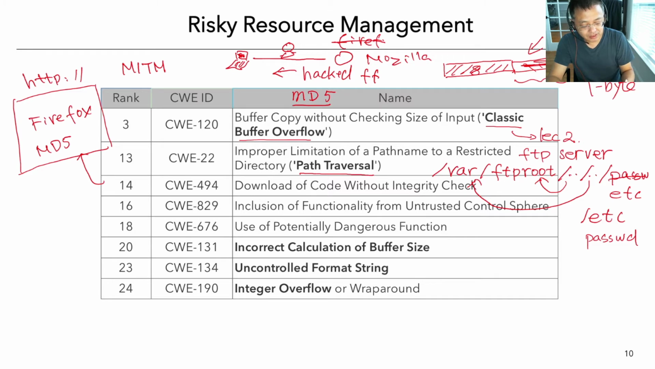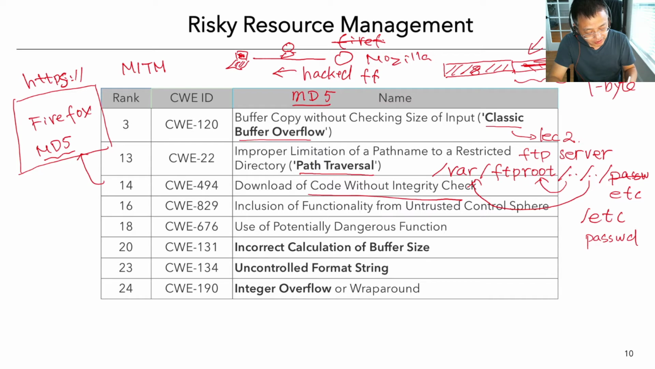So you get the file, but you also check the MD5. You don't know the MD5 has already been compromised. So now you get a compromised Firefox installed. Okay, so normally if you do this kind of thing, you should put this on HTTPS, right? On HTTPS, it's going to provide a strong protection. So of course, download of code without an integrity check is even worse, right?